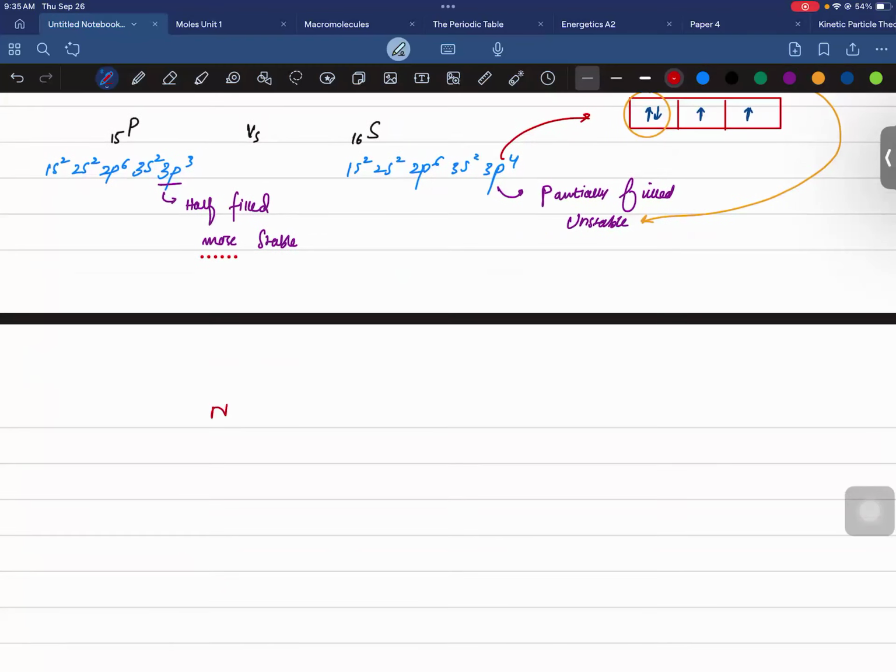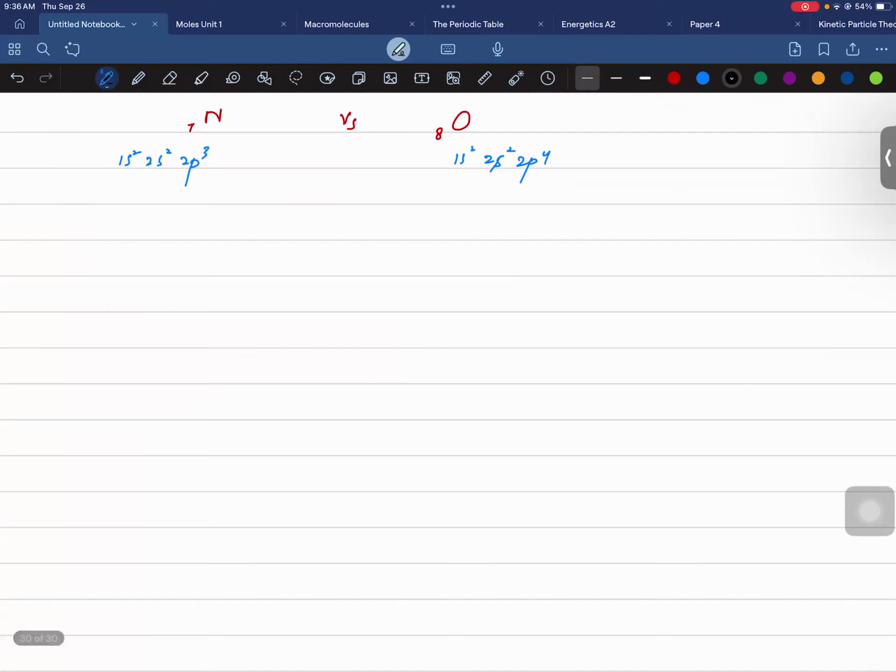And what about this? How can you say which one is smaller and which one is higher? So nitrogen is 1s2, 2s2, and 2p3. Whereas oxygen is going to be 1s2, 2s2, 2p4. Because nitrogen is half filled, it's more stable than oxygen, which is partially filled, not half or completely filled. Good.